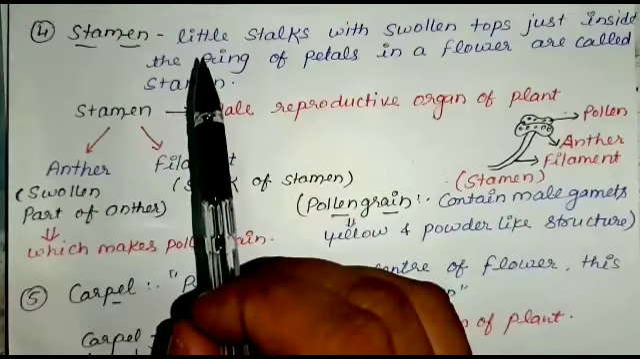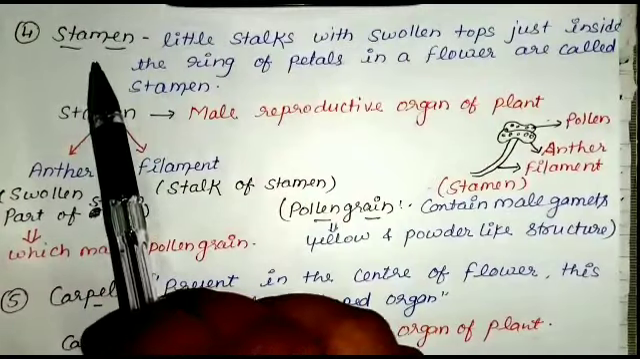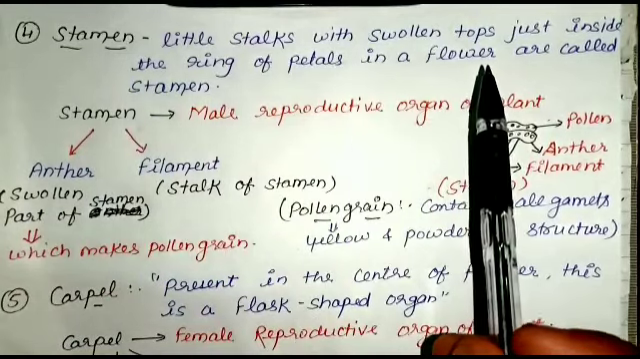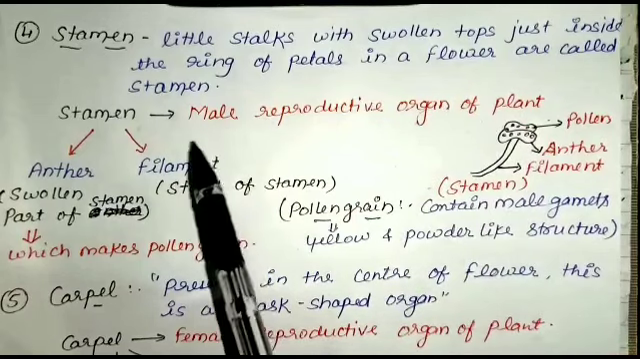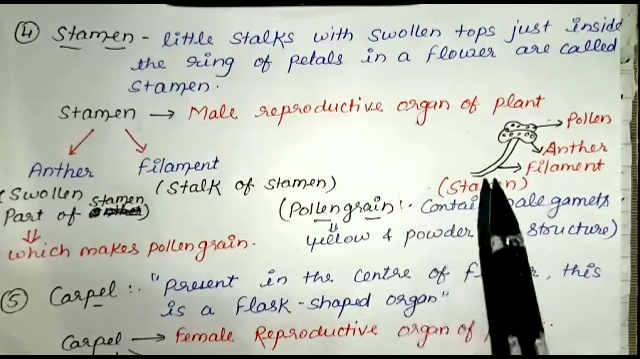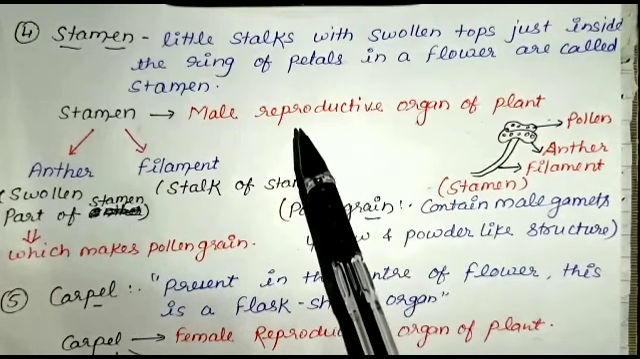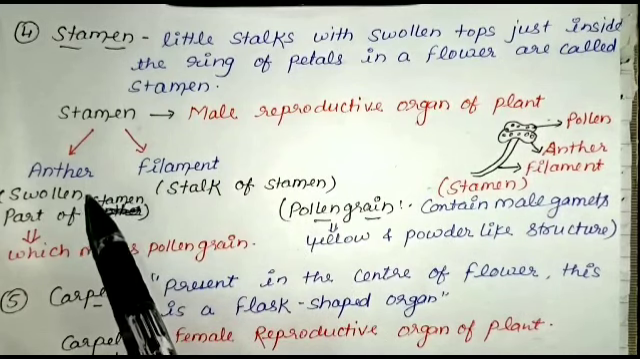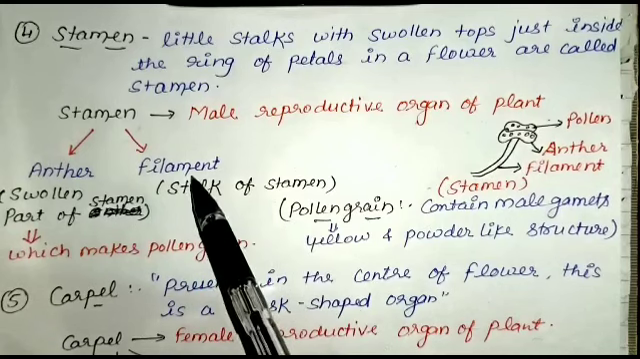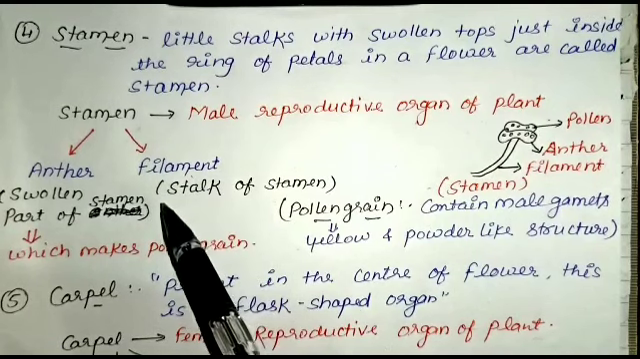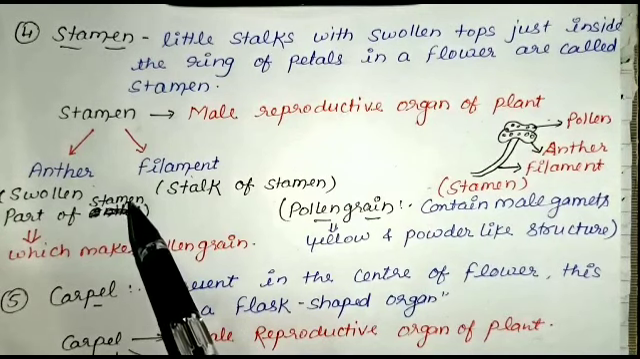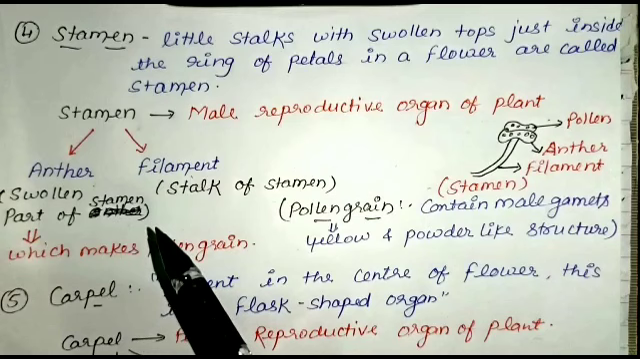The fourth part of the flower is the stamen. The little stalks with swollen tops just inside the ring of petals in a flower are called stamens. Stamen is the male reproductive organ of the plant. Stamens produce pollen grains. The stamen is made up of two parts, first anther and second filament. The stalk of the stamen is called the filament and the swollen top of the stamen is called the anther. It is actually the anther of a stamen which makes the pollen grains and stores them.